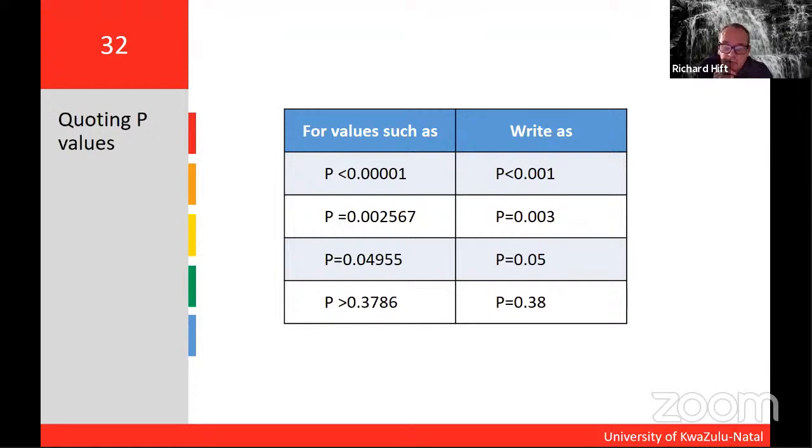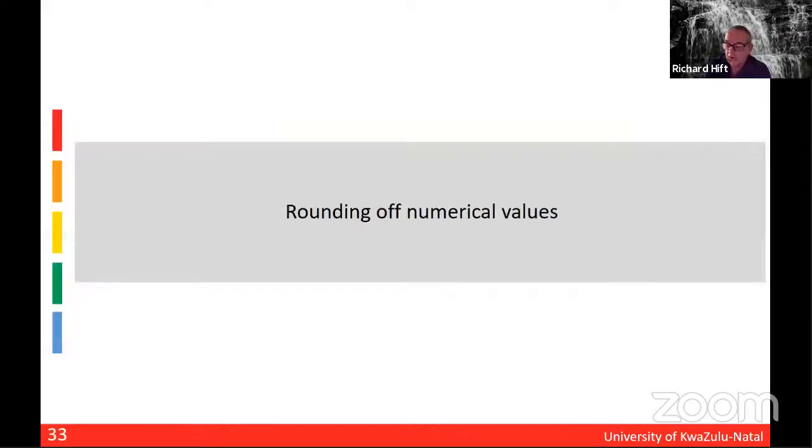Anything above 0.01, you just use the 2 figures. P equals 0.04, 0.05, 0.09, and not 0.04955. And if it's above 0.1, then you can use 2 figures again, 0.38, 0.64, 0.99, whatever it may be. So the numbers are rounded off, and we don't quote p-values to extraordinary numbers of decimal places.